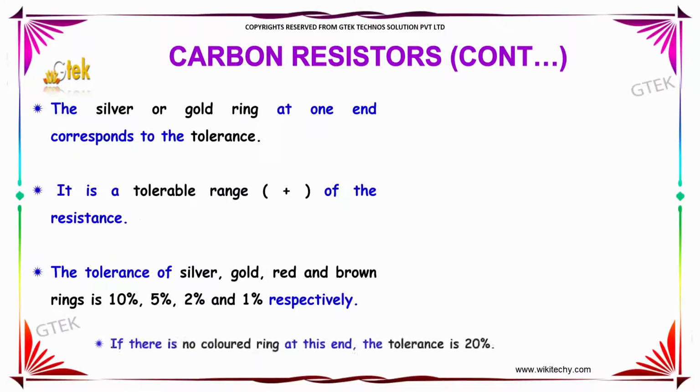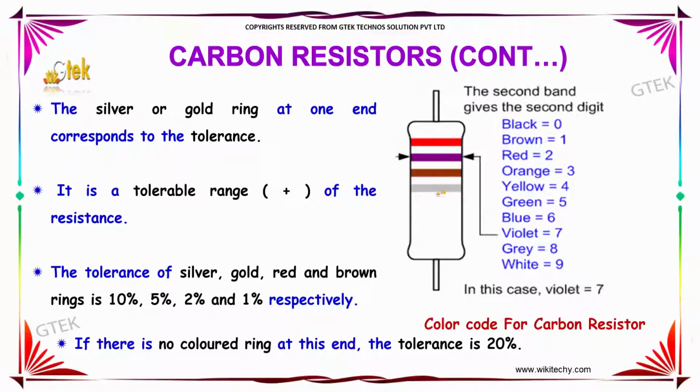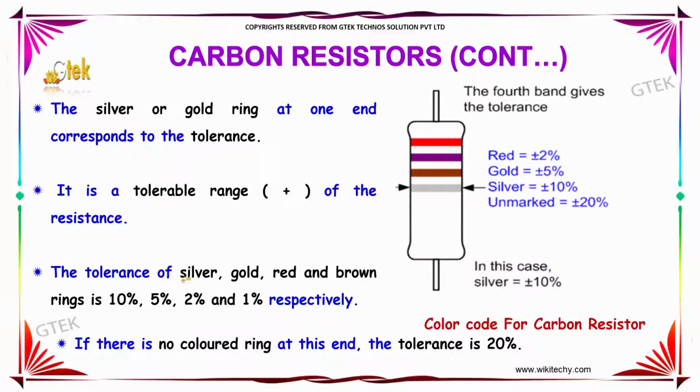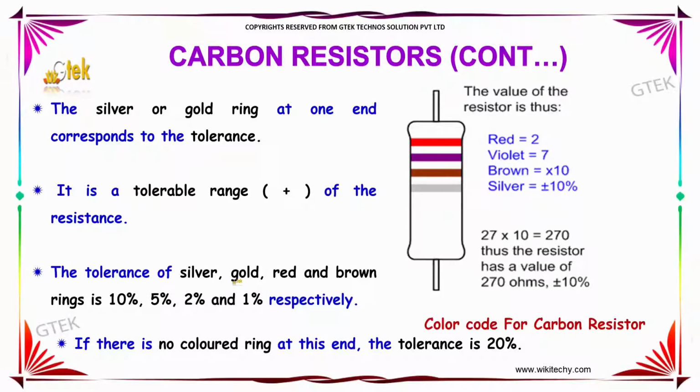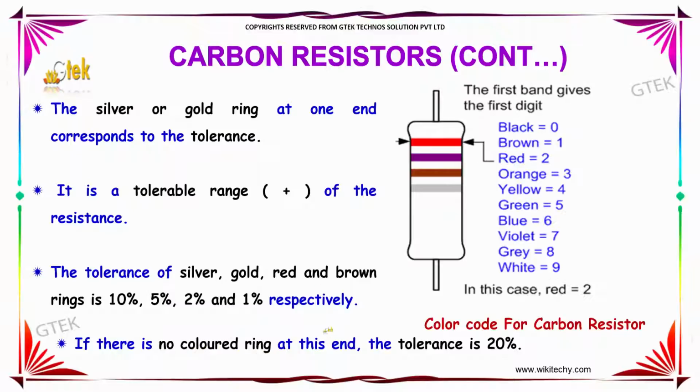The silver or gold ring at one end corresponds to the tolerance. This is the last one. It is the tolerable range plus or minus of the resistance. The tolerance of silver, gold, red and brown rings are 10% for silver, 5% for gold, 2% for red and 1% for brown. If there is no colored ring at this end, the tolerance is 20%. It's uncolored.